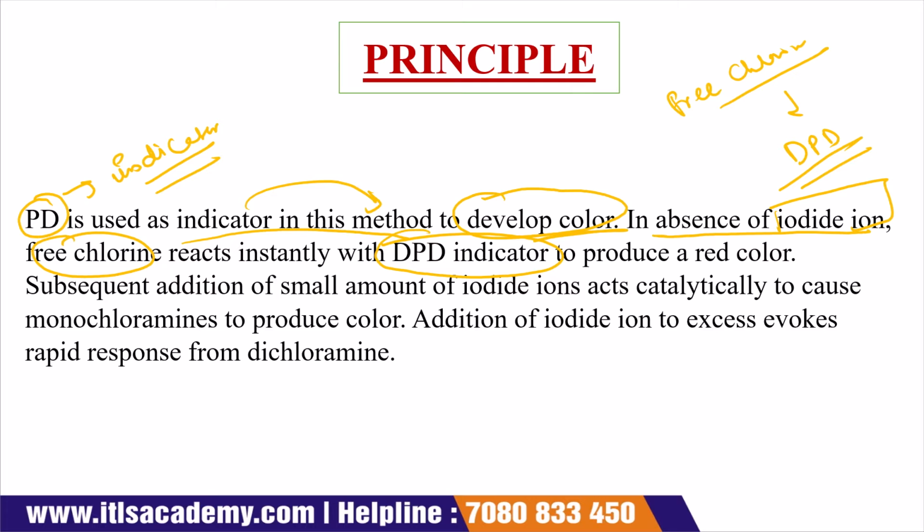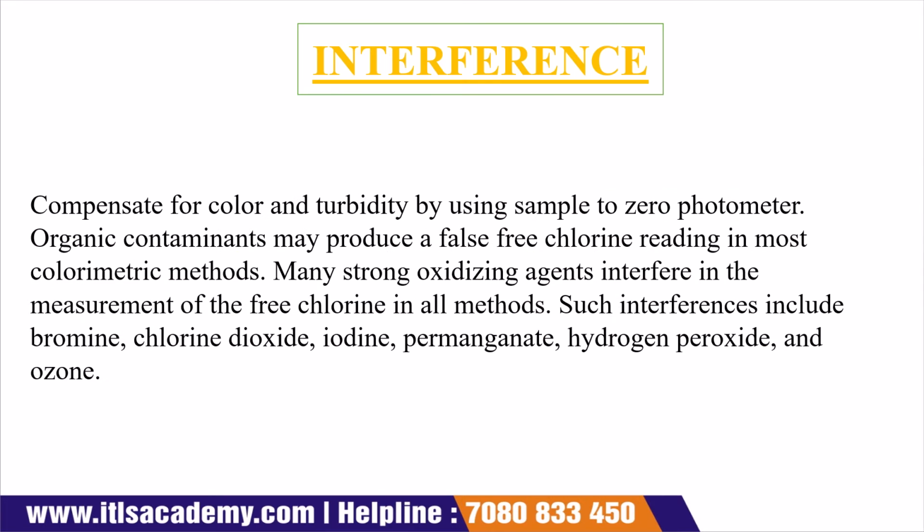Okay, and instantly, when this free chlorine reacts with the DPD indicator, it produces a red color. Subsequent addition of a small amount of iodide acts catalytically so that it causes the monochloramine to produce the color. So this red color occurs due to the production of monochloramine. Addition of iodide ion in excess evokes a rapid response from the dichloramine.